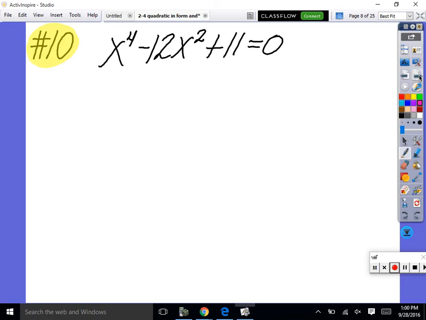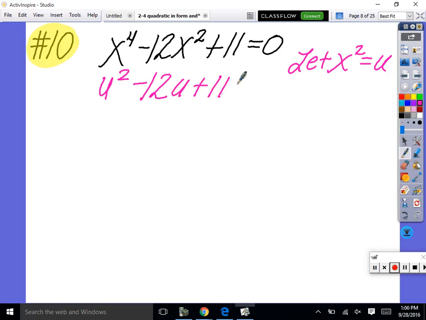We have a quadratic in form. So we're going to say, let x squared equal u. Is everybody comfortable with that? So isn't this going to be u squared? Do I need to write that out again one more time, the x squared squared? Okay, so we're going to have u squared minus 12 times u plus 11 equals 0.